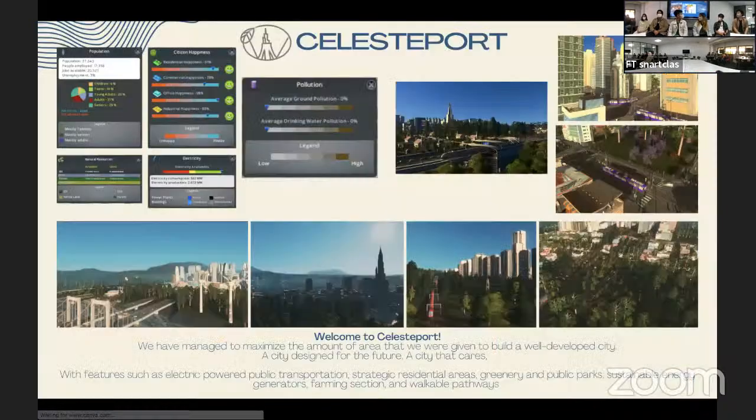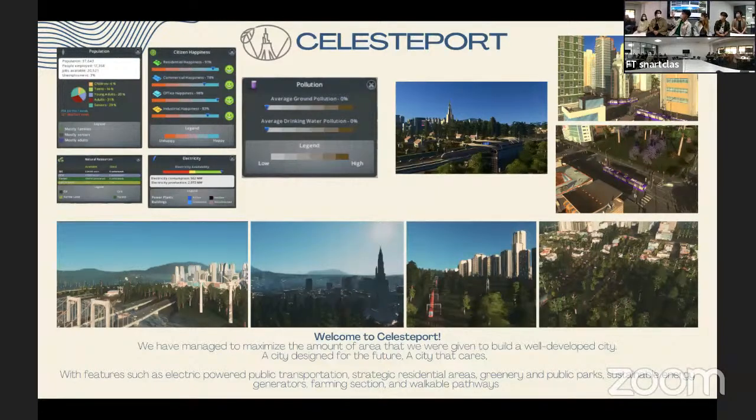Next slide, please. Okay, from those considerations, I would like to welcome you all to our city, Celestport, which is a mobility city that has Gothenburg as a benchmark. I would like to explain some indexes that you can see from our city and how we developed our city.